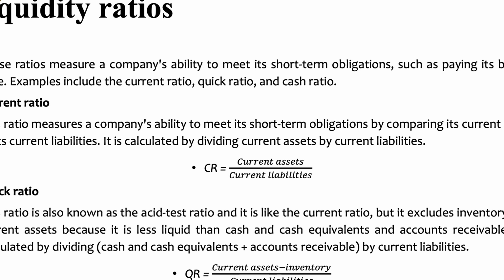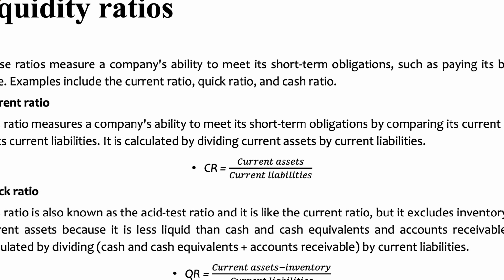So that is why most of the things we use in liquidity ratios are from the current assets and current liabilities. We have so many types of liquidity ratio, but the most common ones are the current ratio, the quick or acid test ratio, and the cash ratio. For the current ratio, we do it by comparing the current assets and the current liabilities.